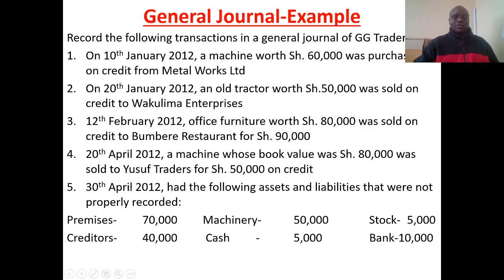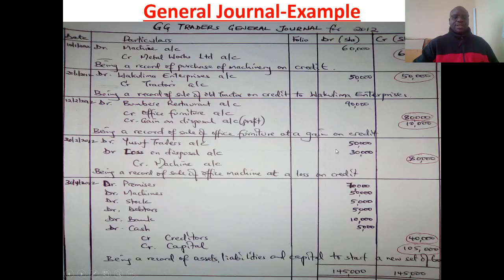On 30th of April 2012, the following assets and liabilities were not properly recorded: premises 70,000, creditors 40,000, machinery 50,000, cash 5,000, stock 5,000, and bank 10,000. This is how we record that. This is GG Traders General Journal for 2012. Date, particulars, folio, DR, CR columns.